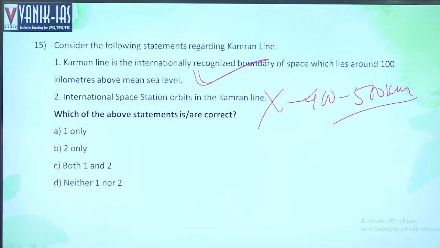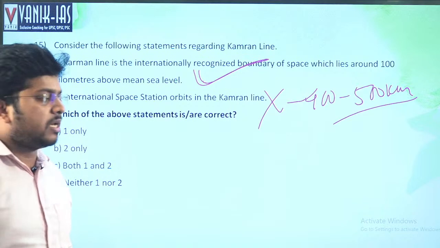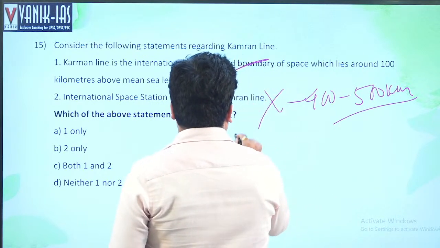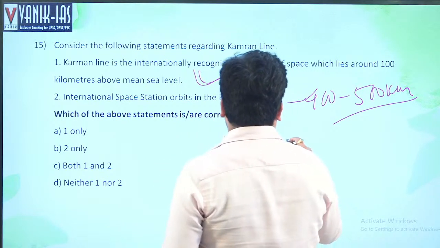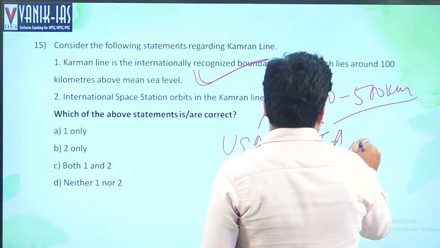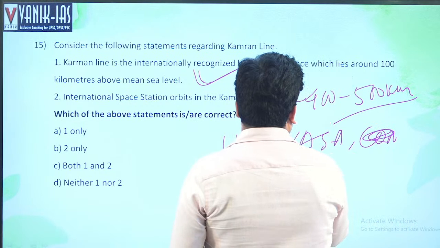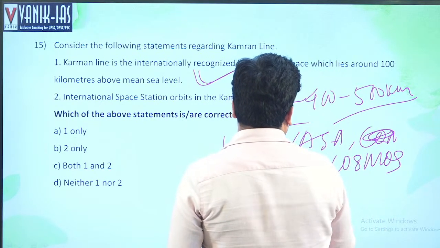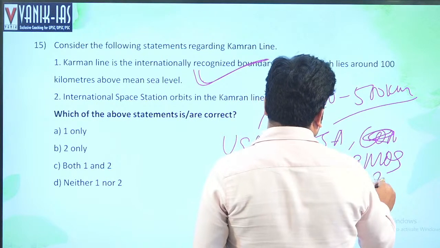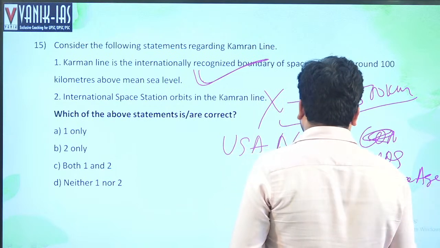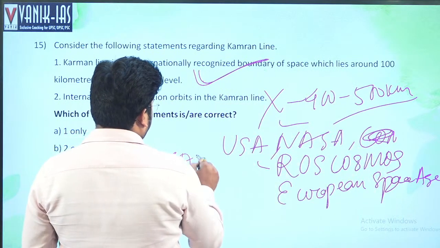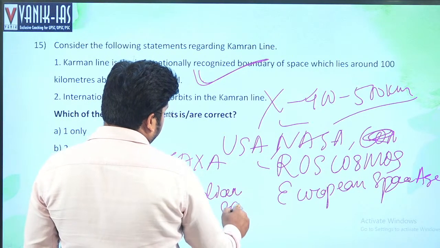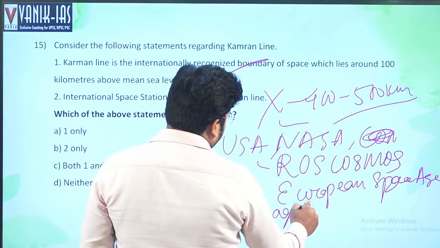Recently, Russia has announced that it will withdraw its support from the International Space Station. The International Space Station is built by countries like the USA, that is NASA of USA, and Roscosmos of Russia. Then the European Space Agency, the Canadian Space Agency, and the Japanese Space Agency, JAXA. These are the organizations that have created the International Space Station.